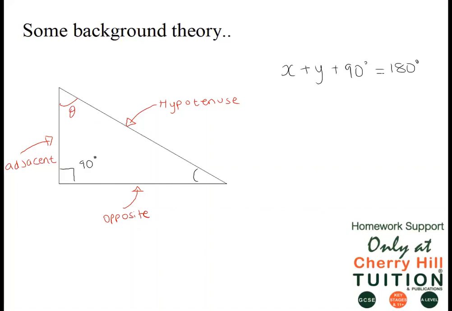Okay? So hypotenuse is always the longest side opposite the right angle. The opposite side is always opposite theta, and the adjacent is always the side where the right angle and theta both lie. So it's very important to remember these rules.